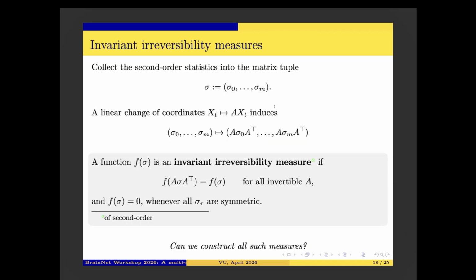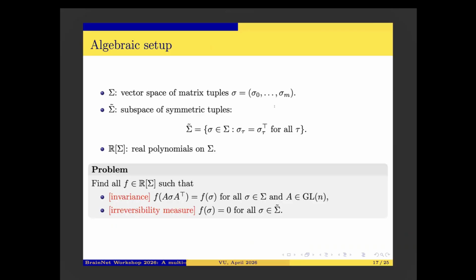A bit more formally. Let's make it a bit more formal to see what happens mathematically. If these tuples are part of some vector space of M-tuples, let's call that sigma, then in this space we have a subspace of symmetric tuples. These correspond to equilibrium systems. And these functions that we're interested in, these biomarkers F, we assume them to be polynomials. So our functions will be polynomials in the entries of these matrices.